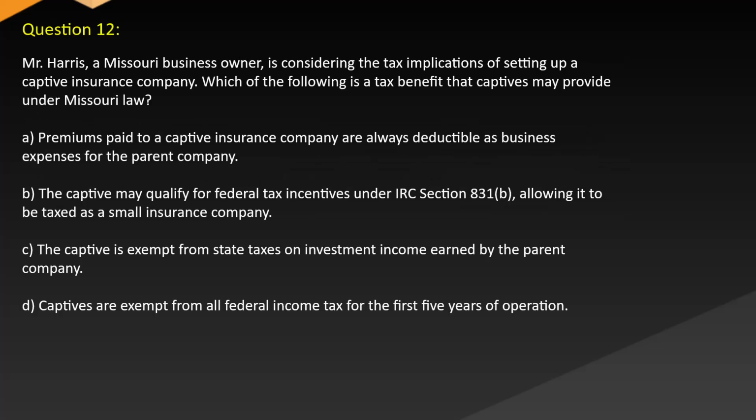Question 12. Mr. Harris, a Missouri business owner, is considering the tax implications of setting up a captive insurance company. Which of the following is a tax benefit that captives may provide under Missouri law? A. Premiums paid to a captive insurance company are always deductible as business expenses for the parent company. B. The captive may qualify for federal tax incentives under IRC Section 831B, allowing it to be taxed as a small insurance company. C. The captive is exempt from state taxes on investment income earned by the parent company. D. Captives are exempt from all federal income tax for the first 5 years of operation.